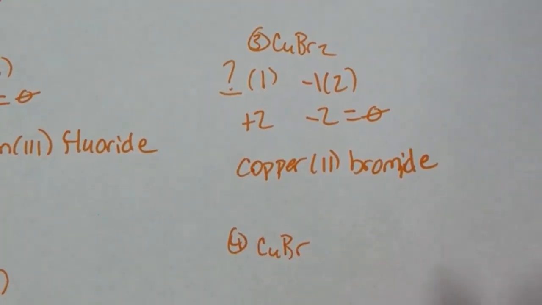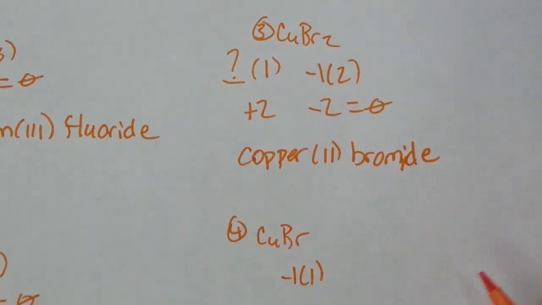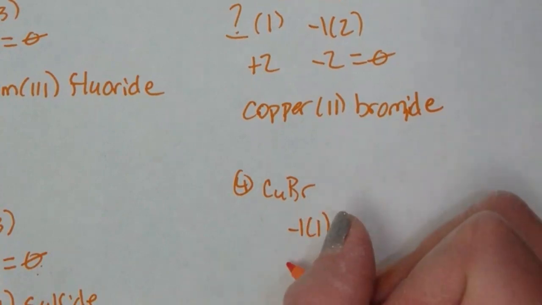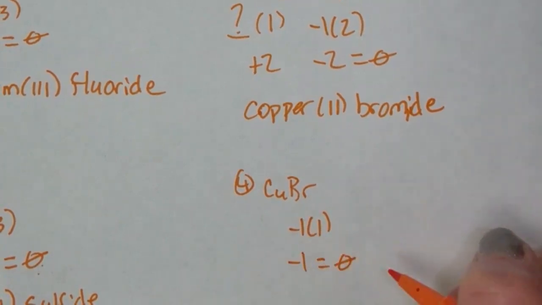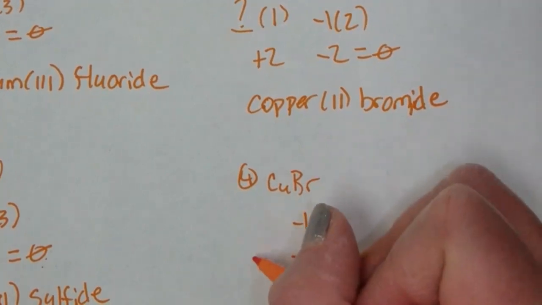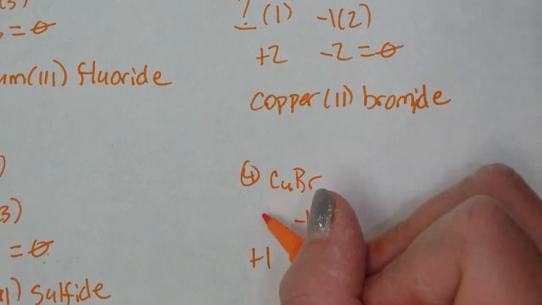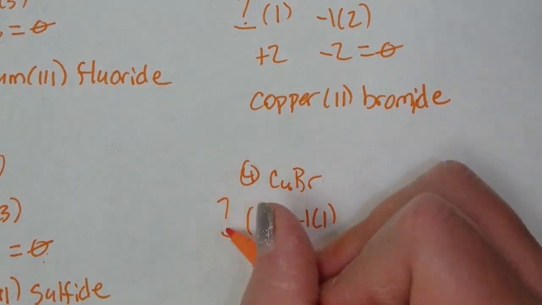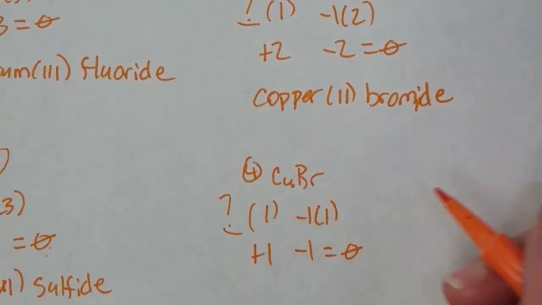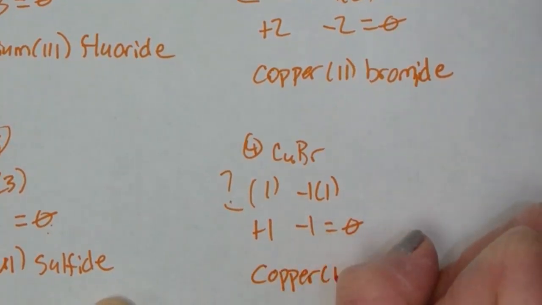Bromine here is a -1. There's only 1 atom of bromine here. So that's an overall -1. In order to make my compound neutral, copper must give me a +1. I have only 1 copper here. So what times 1 is 1? And that is 1. Copper 1 bromide.